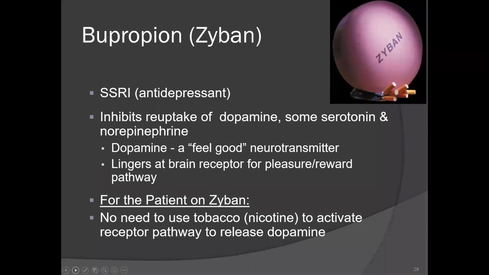Zyban or Bupropion and Wellbutrin, I mentioned before, it's an SSRI, selective serotonin reuptake inhibitor. A little more: basically what it does is it inhibits the reuptake. So the body will reabsorb, if you will, dopamine. Well, it allows that dopamine to hang around. It allows it to linger at the brain receptor for the pleasure reward pathway. All right, that's the way that it works.